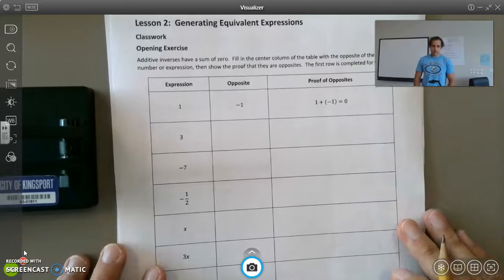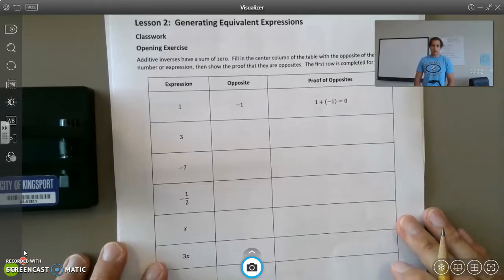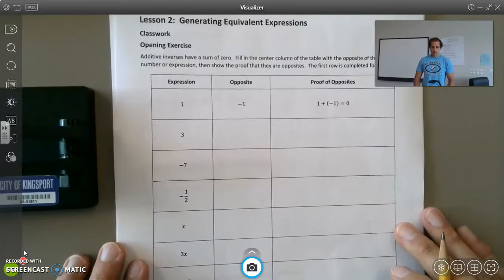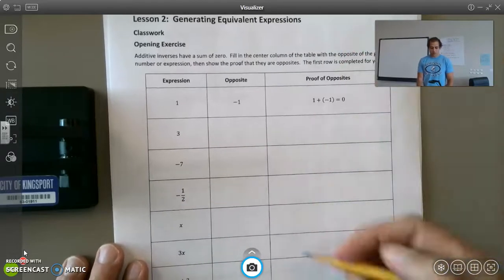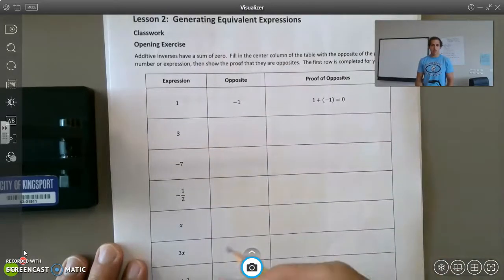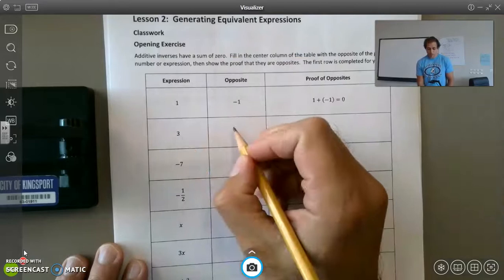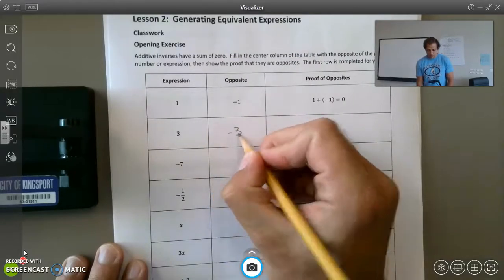To begin our lesson, we are going to have a quick review of additive inverses and opposites. And if you look here at the opening exercise, it gives you an expression and it would like you to write the opposite of the expression. 3, the opposite of 3, or the additive inverse, is negative 3.